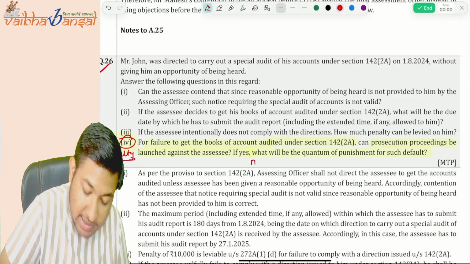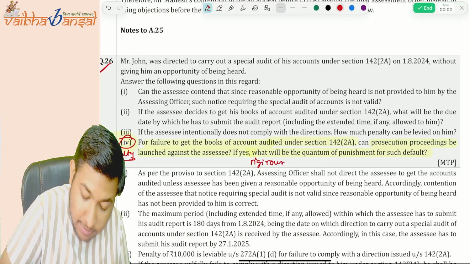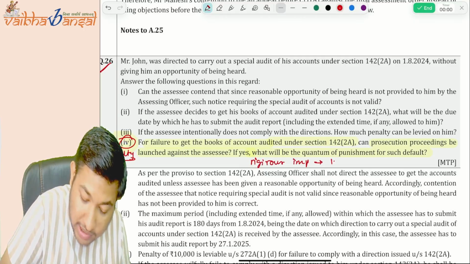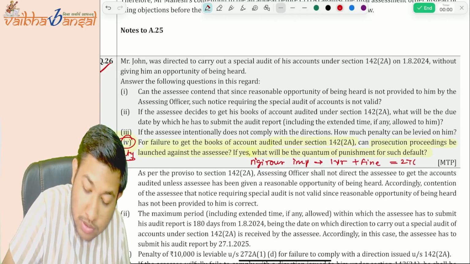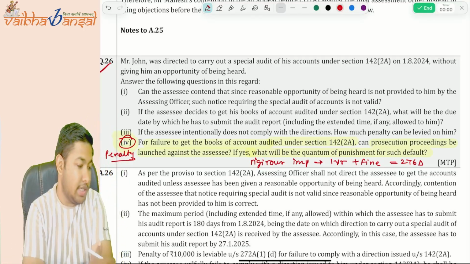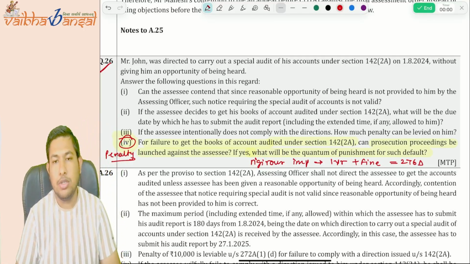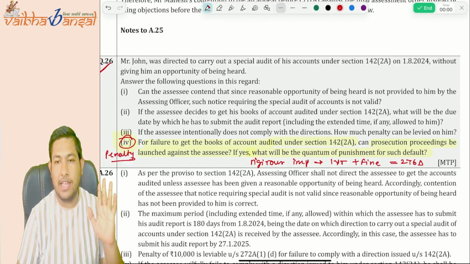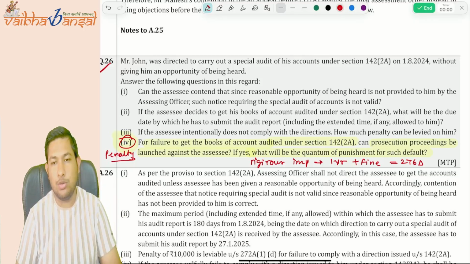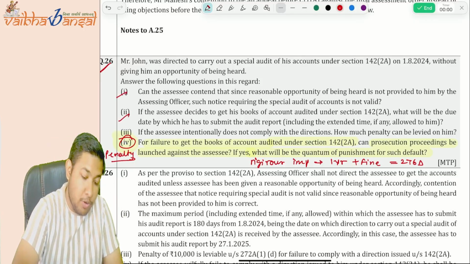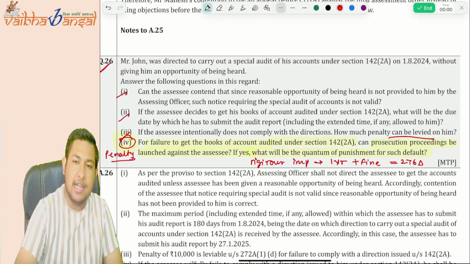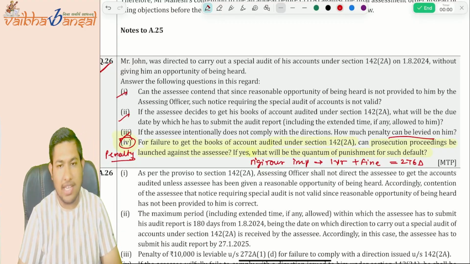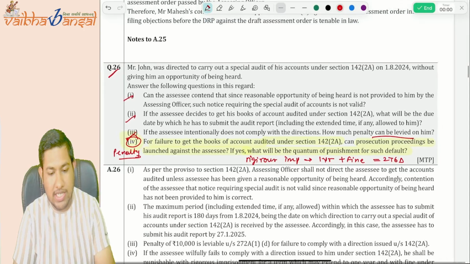So the rigorous imprisonment for 1 year plus fine should be applicable under section 276D. 276D. Understood? This is the only thing. Rigorous imprisonment of 1 year plus fine can be applicable under section 276D. All these 3 points are exactly the same. Yes, 10,000 penalty. You understand it easily. So question number 26 is also done.